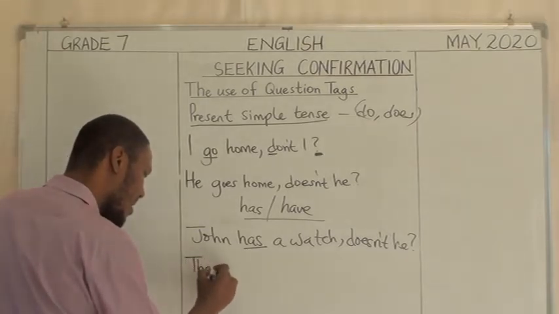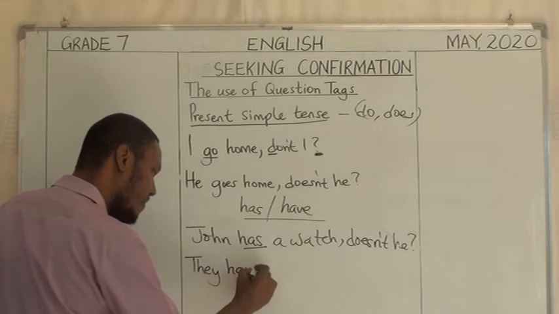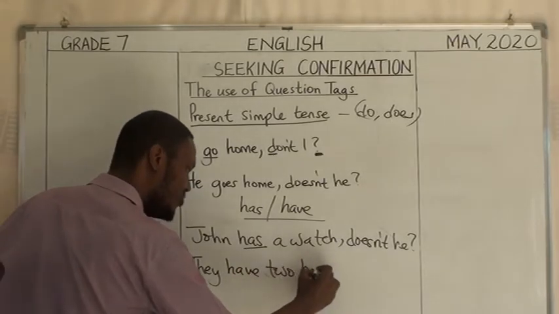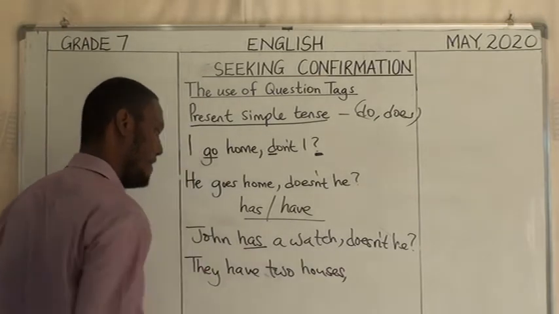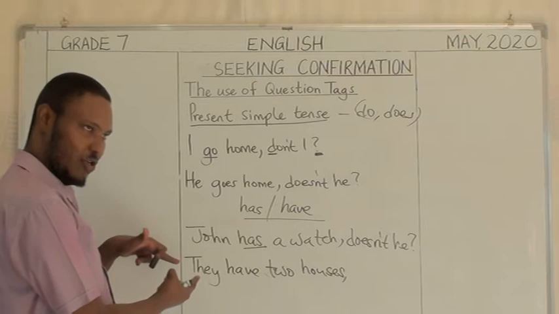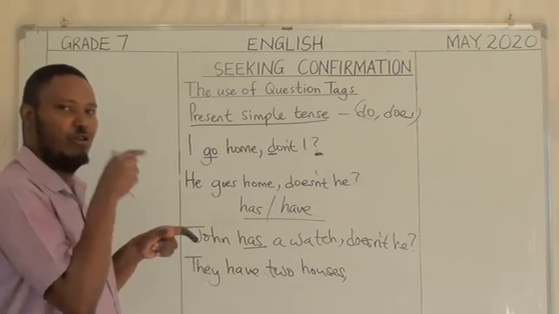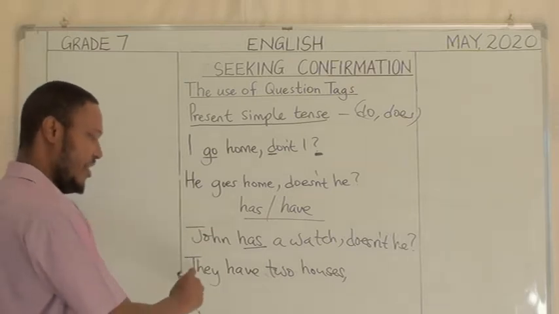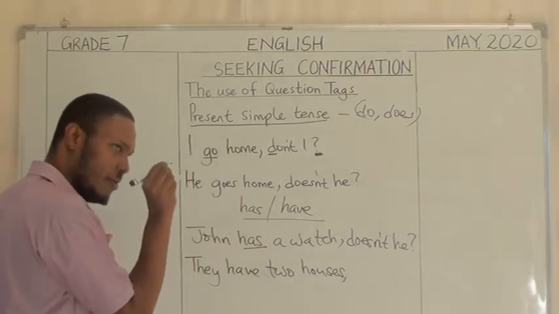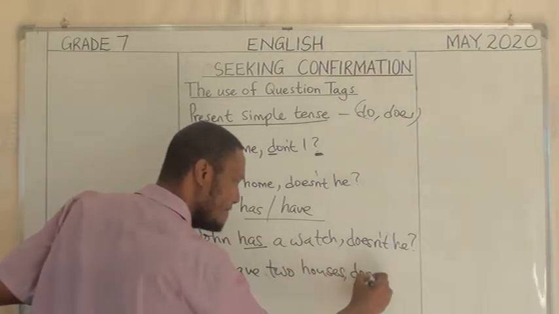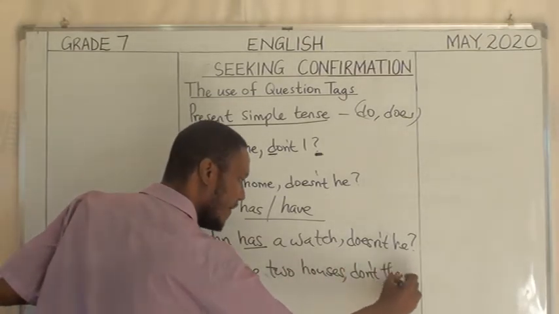They have 2 houses. So here you can also say they do have 2 houses. They have 2 houses. We use do, okay? They have 2 houses, don't they?